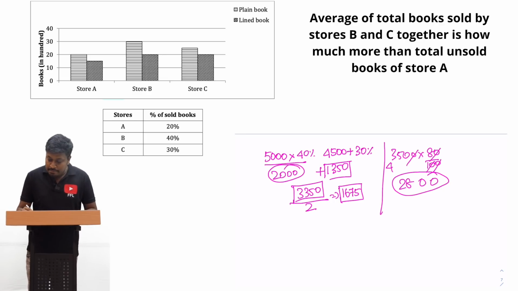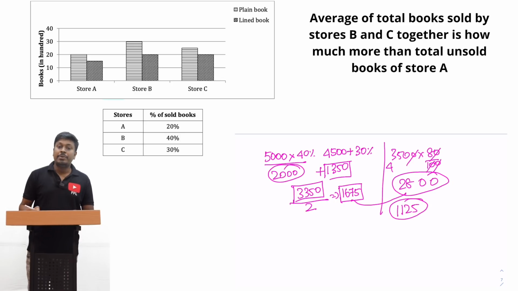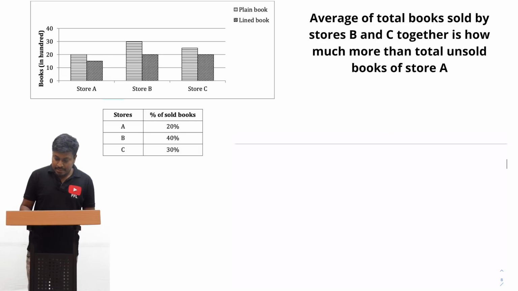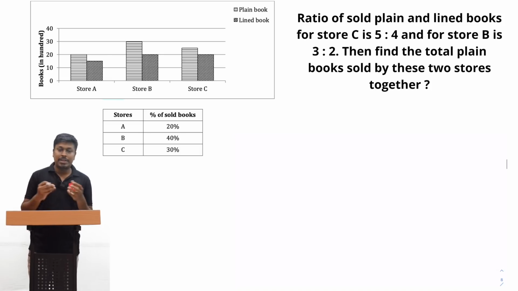So now we need to compare them. When you compare, the difference becomes 1125. Got it? So this will be the answer for the second question. They have asked how much more. So 1675 versus 2800, so 1125 books more. Got it? So it is an interesting question, but you need to practice more.